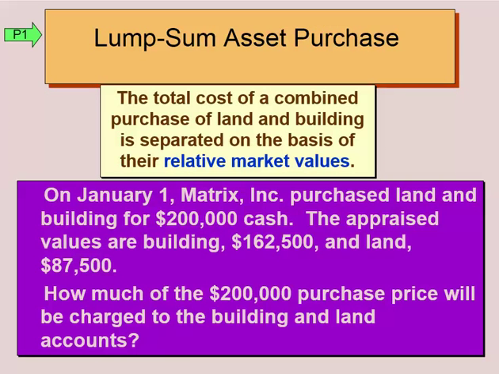Let's quickly talk about what happens when we buy what's called a lump sum asset purchase. Often we'll go buy a piece of land, it's already got a building on there. So we have to figure out how much to allocate towards the cost of the building, which is depreciated, and then how much to allocate to the cost of the land, which is not depreciated. And it's a pretty simple process. This particular example says that on January 1st, Matrix Inc. purchased land and a building for $200,000 cash. The appraised values are $162,500 for the building and $87,500 for the land. How much of the $200,000 purchase price will be charged to the building and the land accounts?